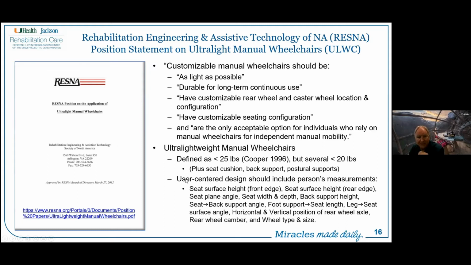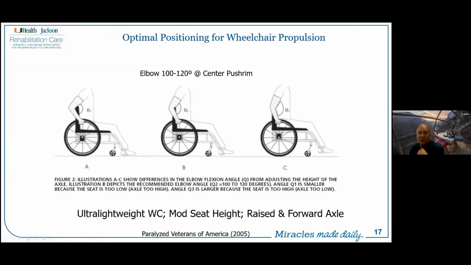And then RESNA recommends keeping all of these things in mind. This is important because these are customizable to the individual to optimize the person's ability to get around in the chair. I'm not going to talk you through these measurements yet, but recognize that they are absolutely essential to make sure that we get the appropriate wheelchair to the person to be able to use long term. Now, just briefly talking about optimal positioning for wheelchair propulsion, and again, these are within the guidelines of RESNA as well as the Paralyzed Veterans of America upper extremity overuse guidelines.